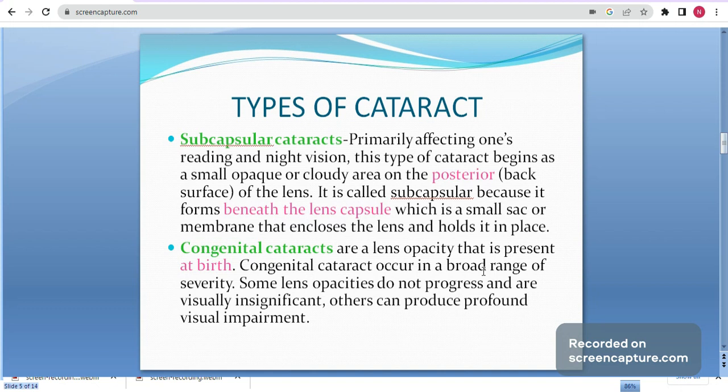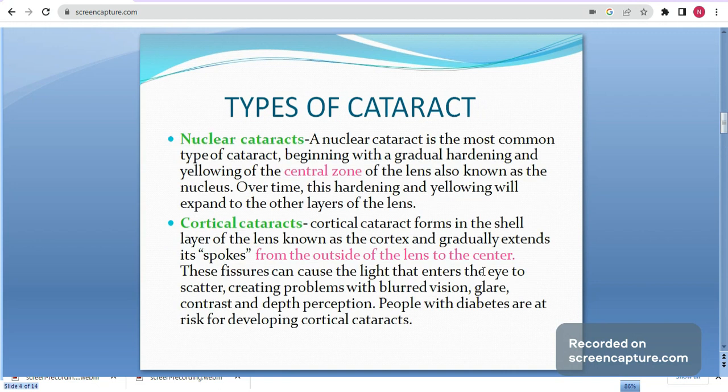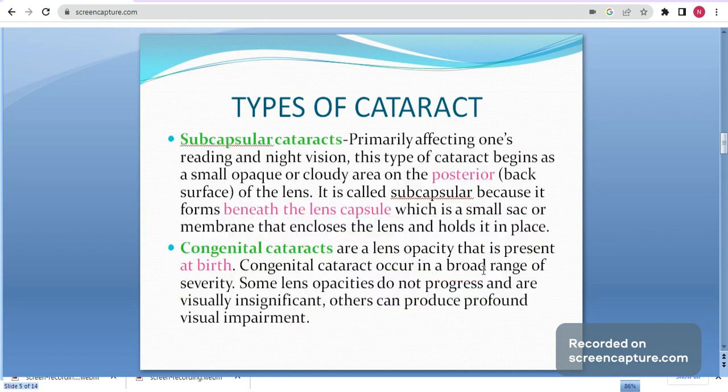So, these are the four types of cataract: nuclear cataract, cortical cataract, then we have subcapsular cataract, that means the opacification starts just at the back of the lens, near or beneath the lens capsule, the bag that holds the lens. Okay, and next is congenital cataract, that is present from birth.